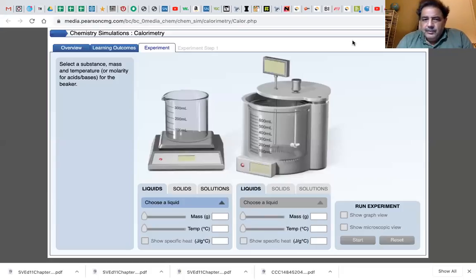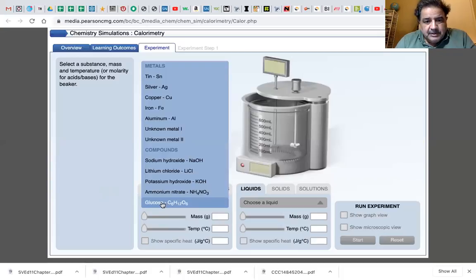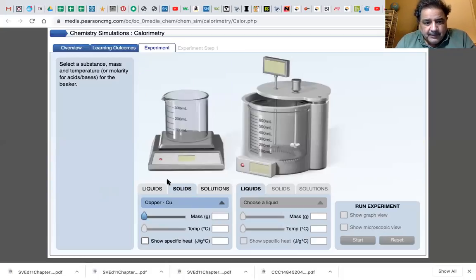Okay, now we're gonna repeat the calorimetry experiment, the calorimeter experiment with copper. So I'm going to use the same values. The only difference is going to be copper has a different accepted value of specific heat. So let's choose a solid, and we're going to make it copper, and we're going to pick 20 grams again, like we did for the aluminum.